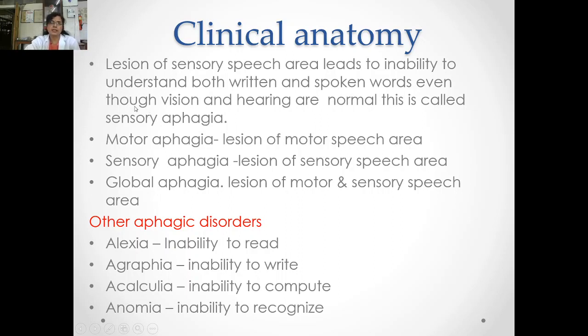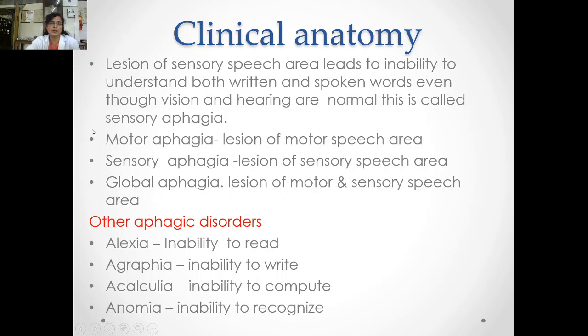And in this there is an intact motor speech area, so the patient can speak, but that speech is irrelevant and meaningless, and the patient cannot understand the meaning of the speech produced by him. So that is sensory aphasia, in which understanding of written and spoken words is lost.